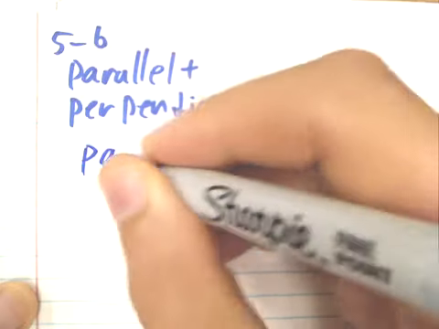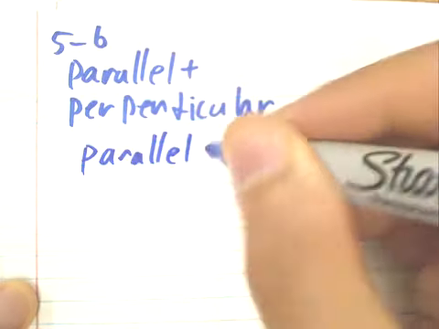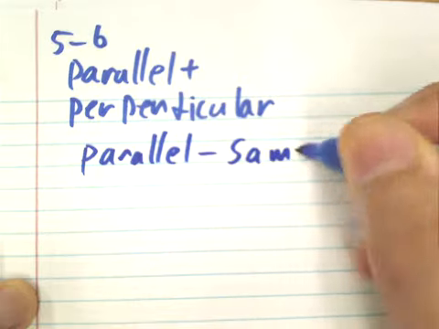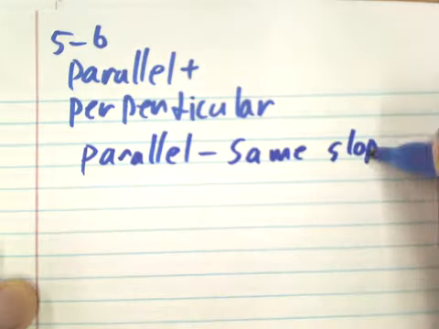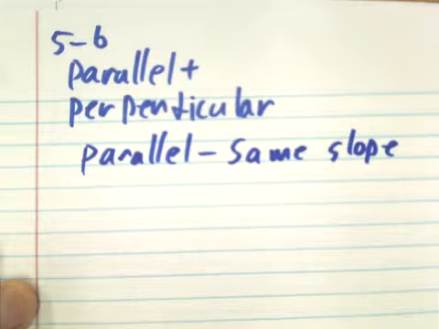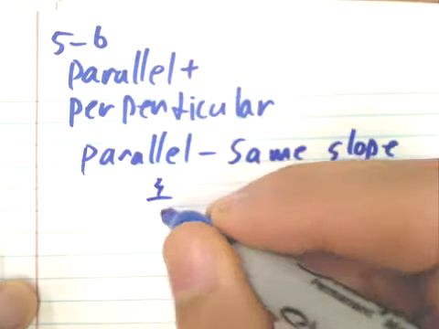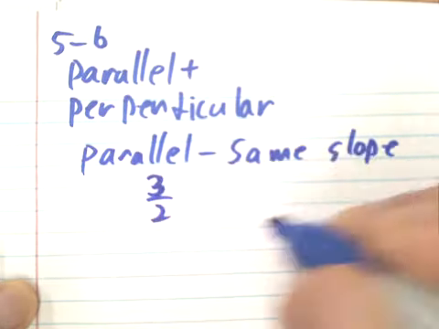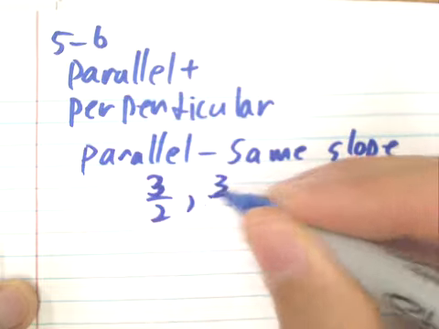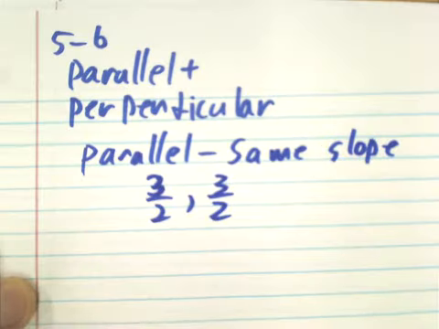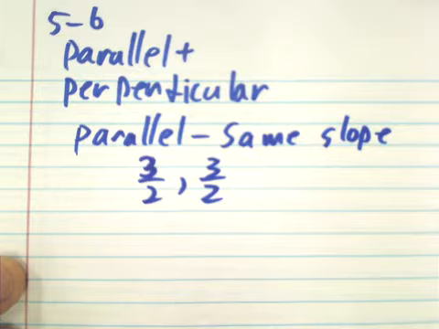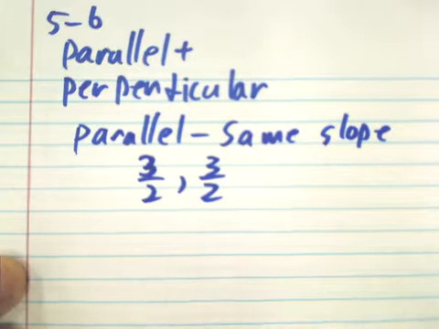So I'll say parallel has the same slope. So if two lines are parallel and one of their slopes is 3/2, then the other line has a slope of 3/2. They're just exactly the same. Kind of silly to write that out. So two lines that are parallel have the same slope.